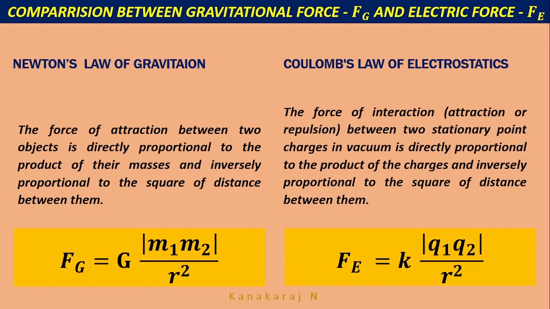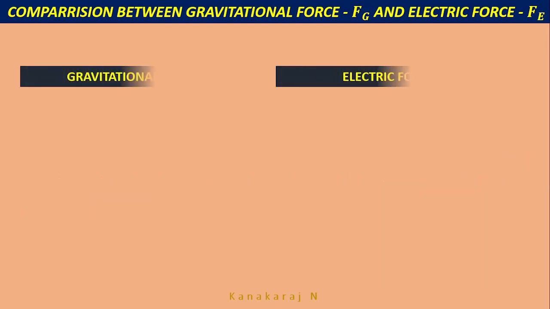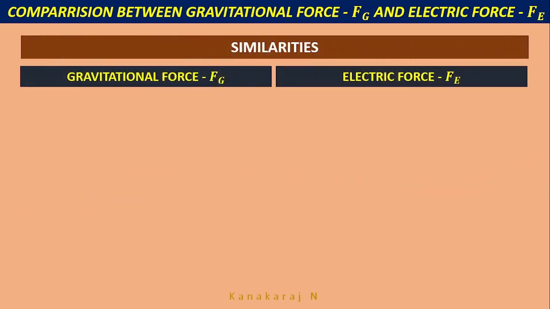Now let us learn what are all the similarities between the gravitational force and electric force, and the dissimilarities between the gravitational force and electrical force. Before that, the two objects have mass and charges. The attraction between the masses comes under Newton's law of gravitation, and the force of attraction or repulsion between the charges available in the two objects comes under Coulomb's law of electrostatics. So we'll go with similarities.